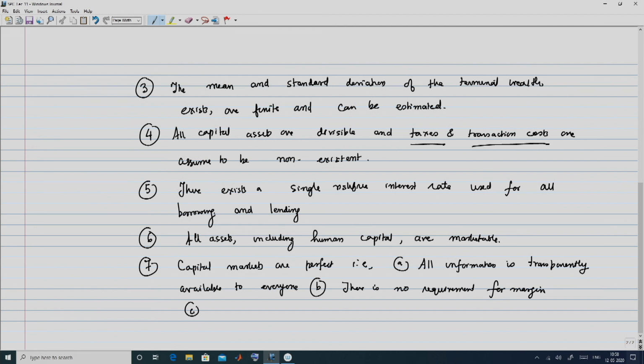and there are no restrictions on either borrowing or lending or short selling.